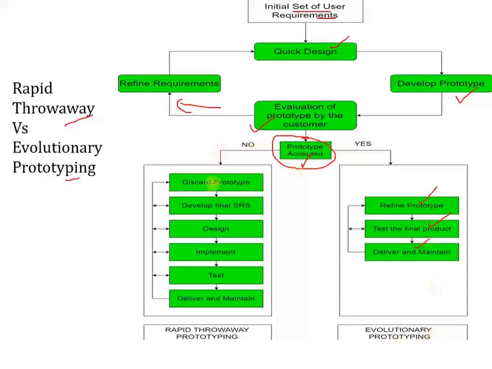But if the prototype is not accepted, initially we will be discarding the prototype. And then we will go for reading the first one, that is SRS, Software Requirement Specification. We design again, we implement it, test it, we deliver and maintain, and then and there if the particular prototype is not satisfied, then we will start with discarding and then follow the other steps. So this is called as rapid throwaway prototyping.